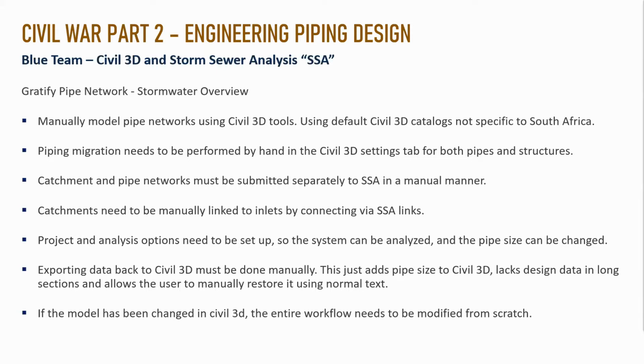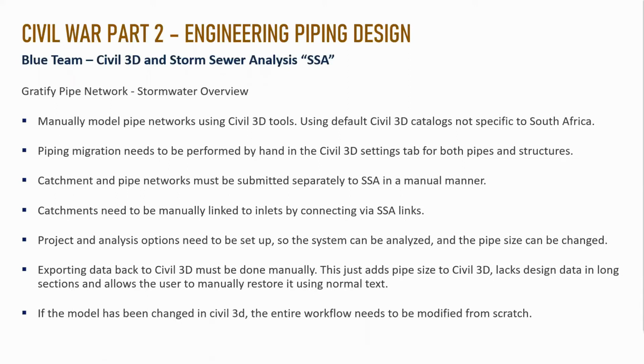Then the project and analysis options need to be set up inside SSA itself, so the system can be analyzed and the pipe sizes can be changed inside SSA. But here comes the kicker. If I'm exporting data back to Civil 3D, it must be done manually. This just adds the pipe sizes to Civil 3D. It will update the size of your pipe if, and I say with a big if, you set up the piping migration the correct way, because as you send it in there's a migration, and if you send it back, it also has a migration. So 99% of the time it's much easier to just swap out the parts inside Civil 3D than to try to export and import these elements back into Civil 3D.